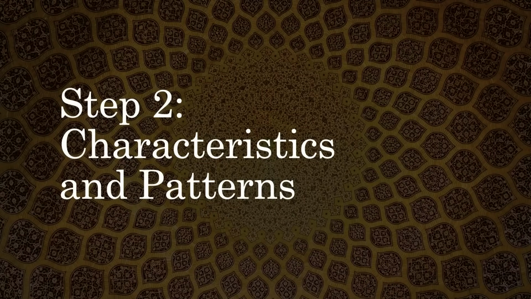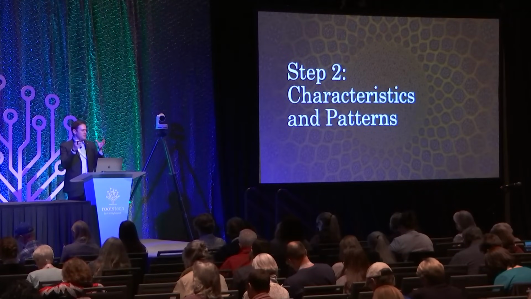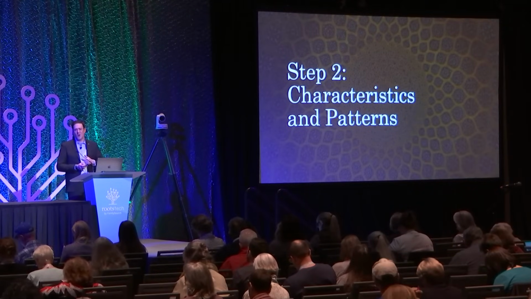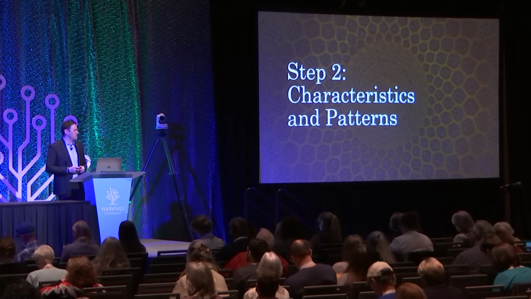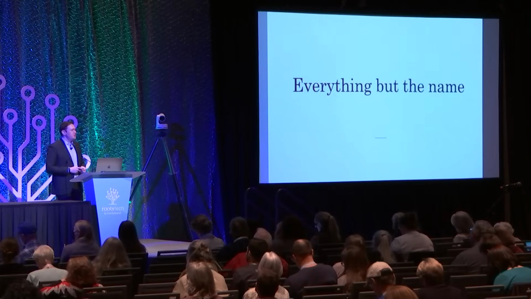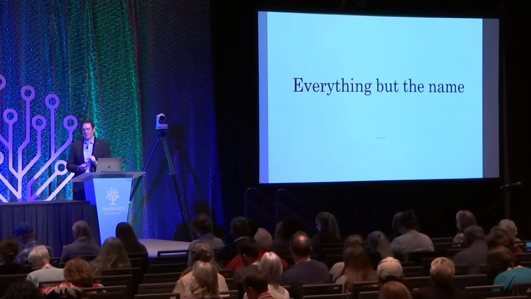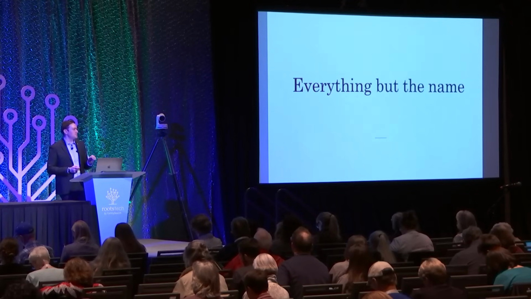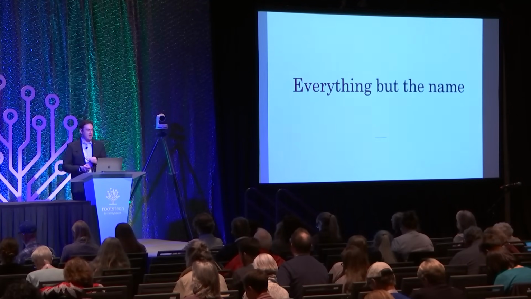So step 2, characteristics and patterns. Sometime when you're doing this process, I want you to sit down and you can use a sheet of paper, notes on your phone or your tablet, a Word document or whatever sort of program you use, and I want you to write down everything you know about that ancestor except for their name. We rely so much on names in our research that sometimes we forget that there is a lot more to an individual than just their name.